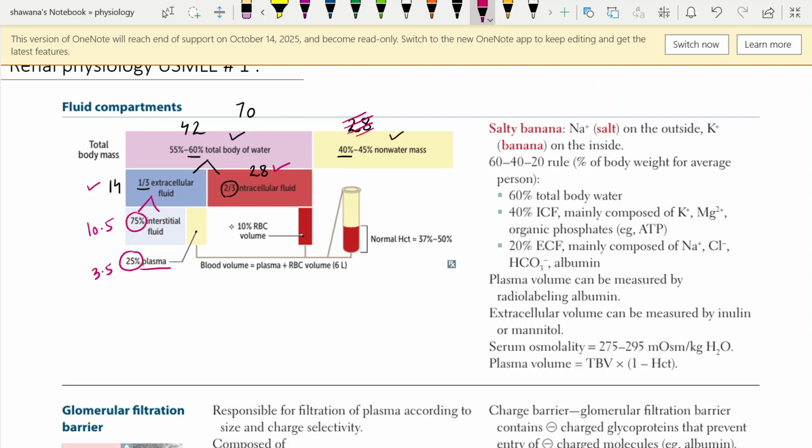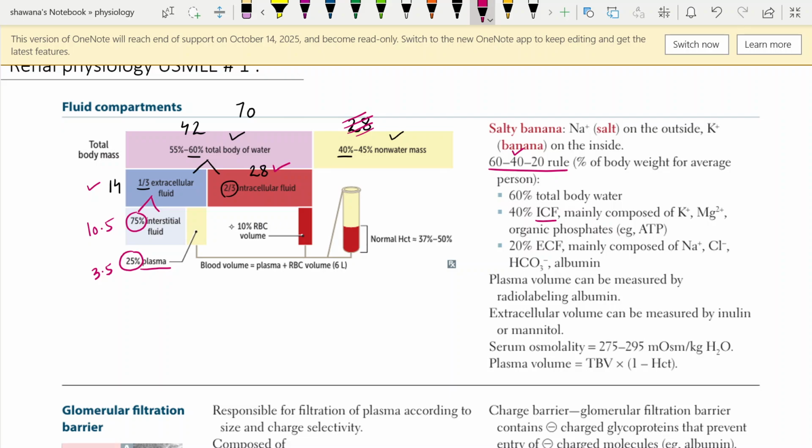So in kilograms it's 28 kilogram, and extracellular is 14, and from that 14, 10.5 kilogram is interstitial fluid and 3.5 is in plasma. As we know, the 60-40-20 rule is applied here, because 60% is the total body water, from that 40% is intracellular and 20% is extracellular. So we are dealing with the water component. So let's talk about that.